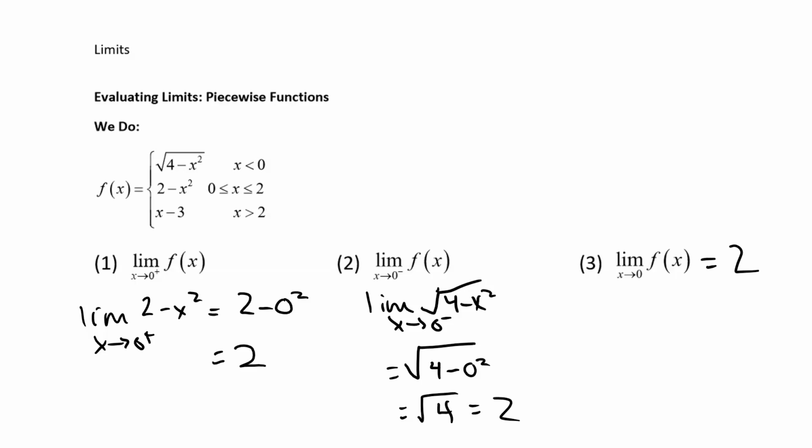So the overall limit exists and is 2, and that's because the limit from the left is equal to the limit from the right. And those guys both equal 2.